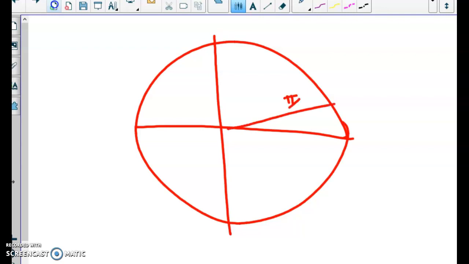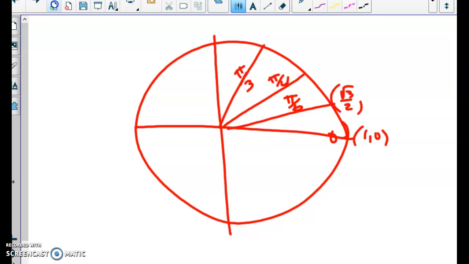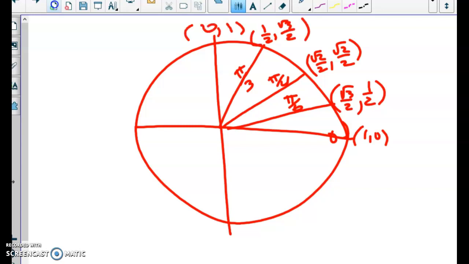If this is pi over 6, this is pi over 4, and this is pi over 3, that we just filled in, this is 0. We know that this is going to be the point 1, 0. The x values are root 3 over 2, 1 half, root 2 over 2, root 2 over 2, and 1 half, root 3 over 2, and the point is 0, 1. So that was the things that we had in the first quadrant.